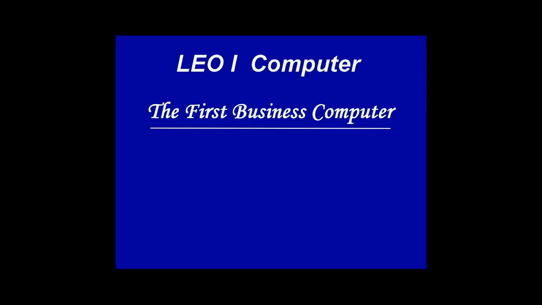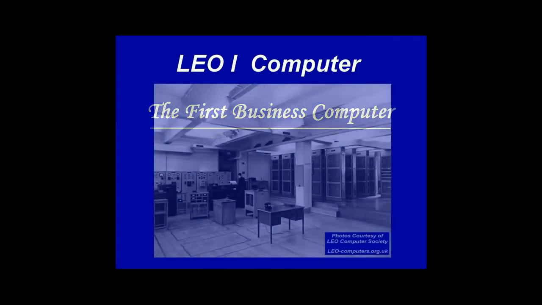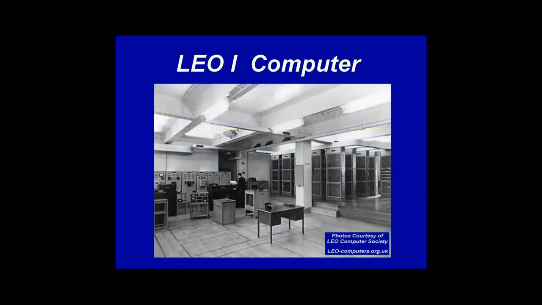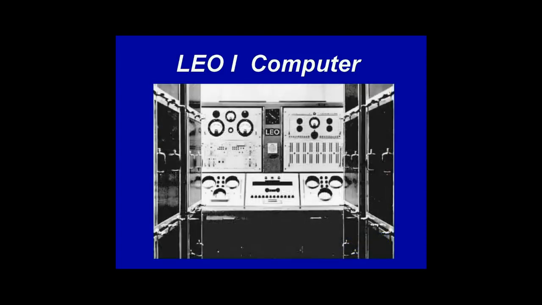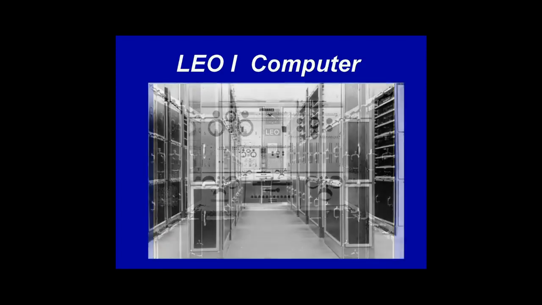Leo 1, the first business computer. In October 1947, J. Lyons and Company, a British catering firm famous for its excellent tea shops, took a bold step in the commercial development of computers. They created the Leo, for Lyons Electronic Office. Released in 1951, it became the first business computer and ran the world's first regular routine office computer job.